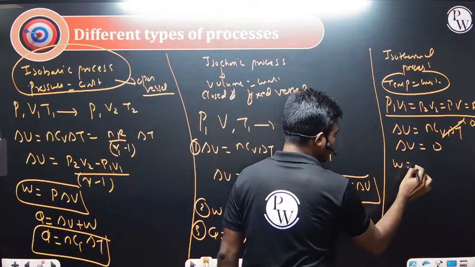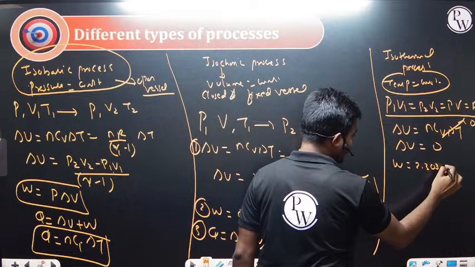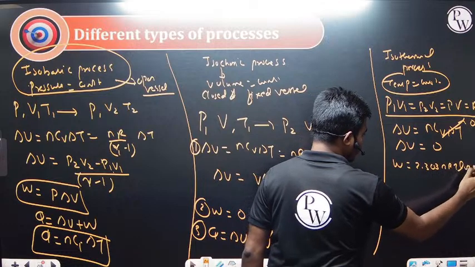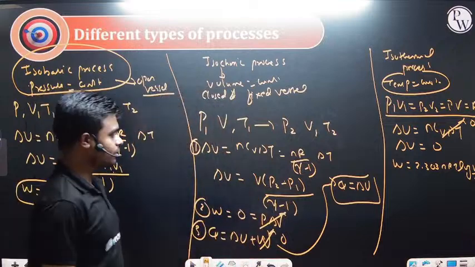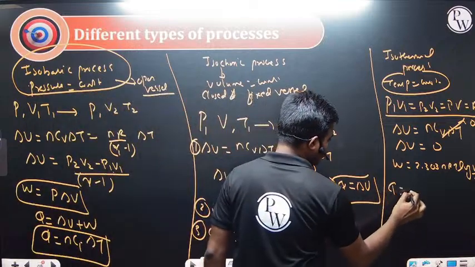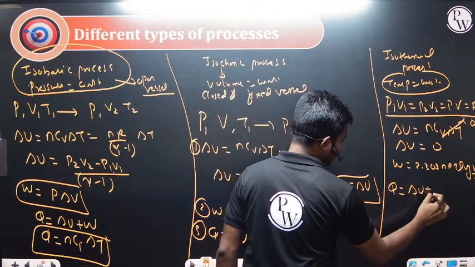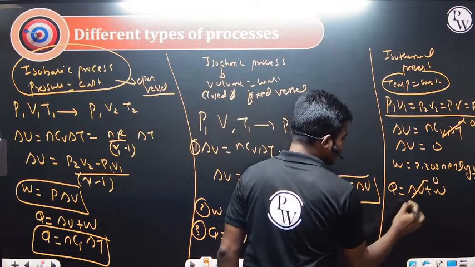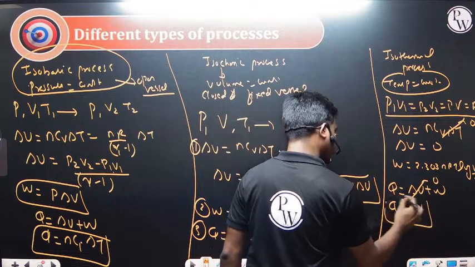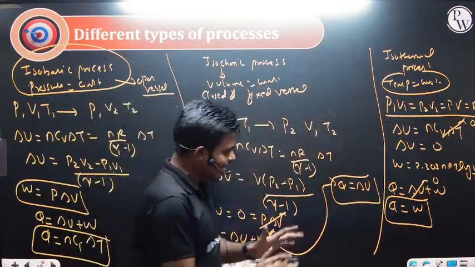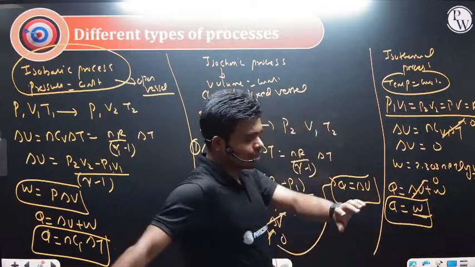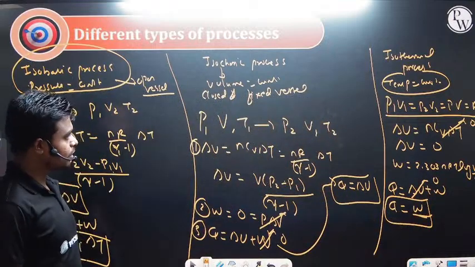What is the work done? We have the direct formula. I am not writing how we get this, just writing this: 2.303 nRT log V2 by V1. And what is the Q value? Q is again delta U plus W. Delta U is 0, so Q is equal to W. So whatever heat we are giving in the isothermal process, that heat will be equal to the total work done by the gas. Okay, so this is the isothermal process.